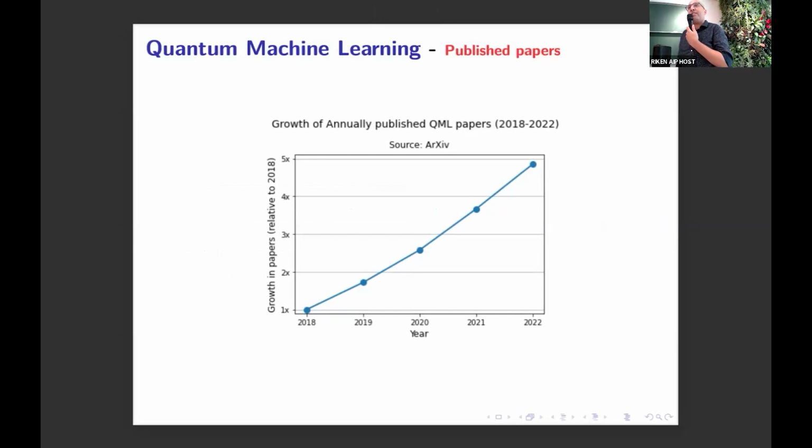These are some rough statistics on the published papers on arXiv on quantum machine learning. As you can see, the number of papers in 2022 is 5 times more than the number of papers in 2018. And the growth is still accelerating.